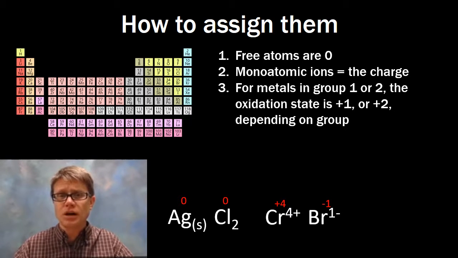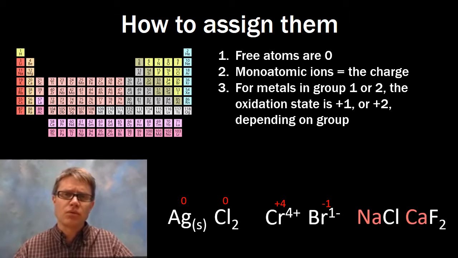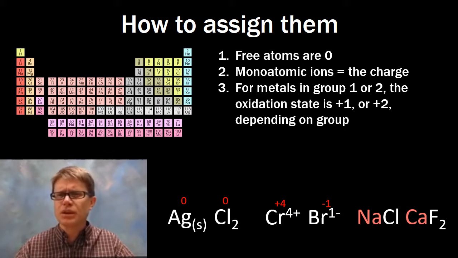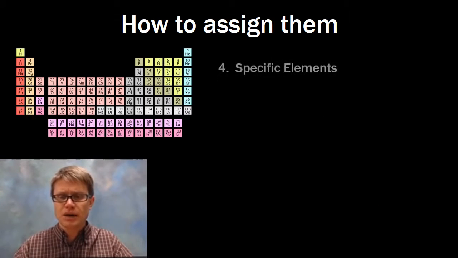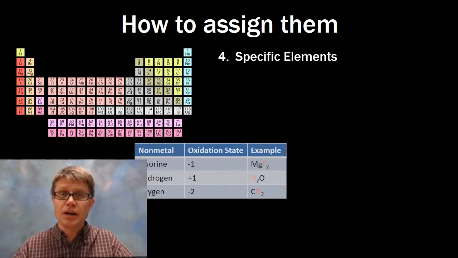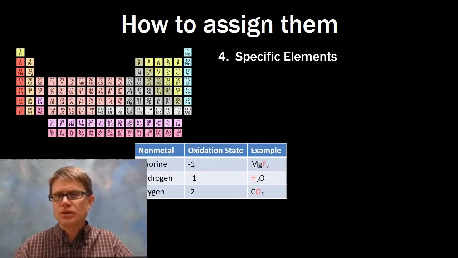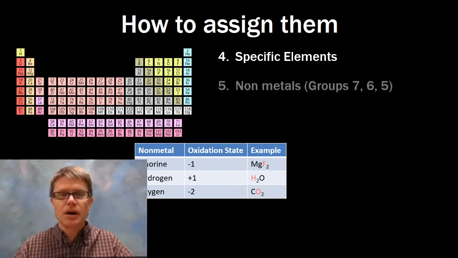For metals in group 1 or 2, the oxidation state is +1 for group 1 or +2 for group 2. For example, NaCl, the sodium is in group 1, so it gets a +1 oxidation state, and the calcium is in group 2 in calcium fluoride, so it gets a +2. Next, some elements are assigned individually. So fluorine gets a -1, hydrogen gets a +1, and oxygen gets a -2, in that order going down.